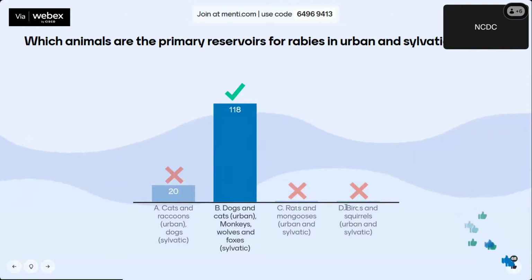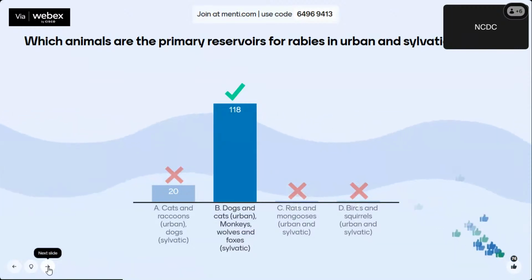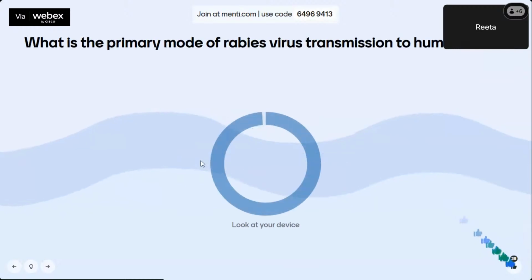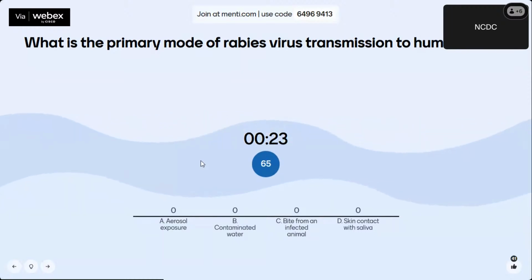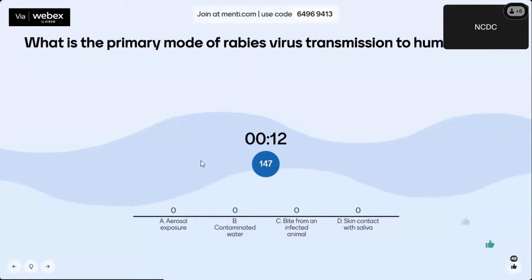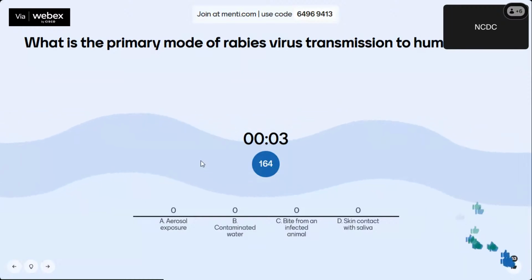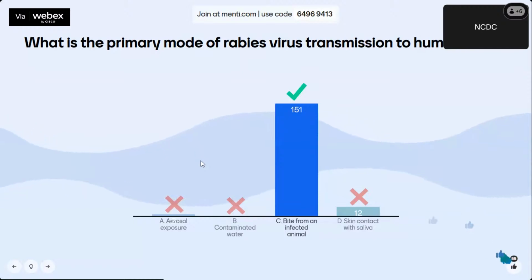We got 118 correct responses. The dogs and cats are primary in urban settings, and the wolves, foxes and monkeys in sylvatic settings. Next question. What is the primary mode of rabies virus transmission to humans? Please click the correct answer. So most of them have given the correct answer, that is bite from the infected animal. Next question.